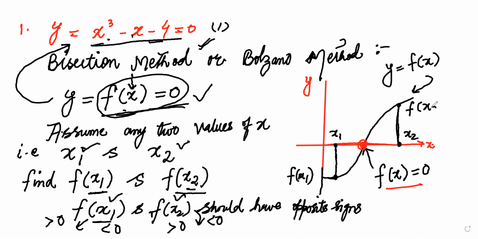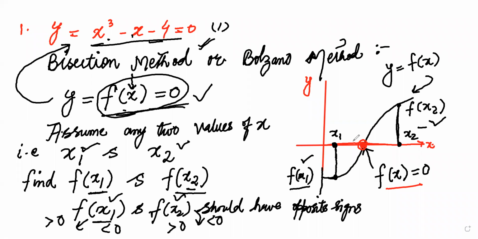If you look at f of x1, this is on the negative side of y, so it is negative. And if you look at f of x2, this is along the positive y-axis, so it is positive. So f of x1 and f of x2 are the two values of the function at x1 and x2 which are opposite in sign.